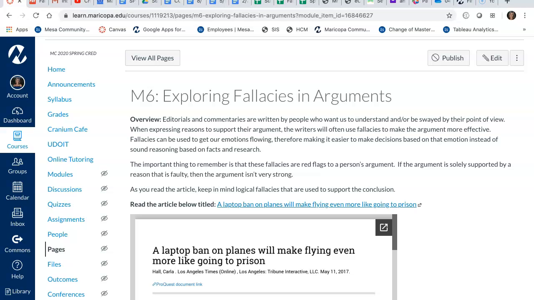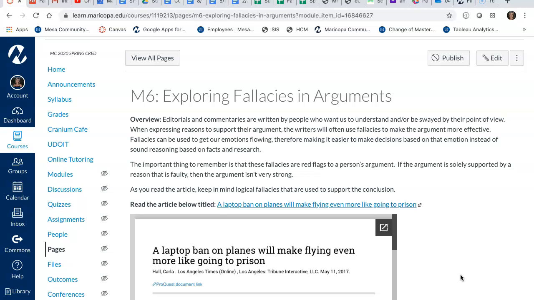So I've given you a commentary or an editorial. We know that editorials are articles that are based solely on opinions. There could be some factual evidence, but for the most part, the authors are going to give their opinions. And when you have opinions, you have fallacies. So the article you're going to read is called "A Laptop Ban on Planes Will Make Flying Even More Like Going to Prison." You can see it's a pretty recent article, few years old, but not too out of date.